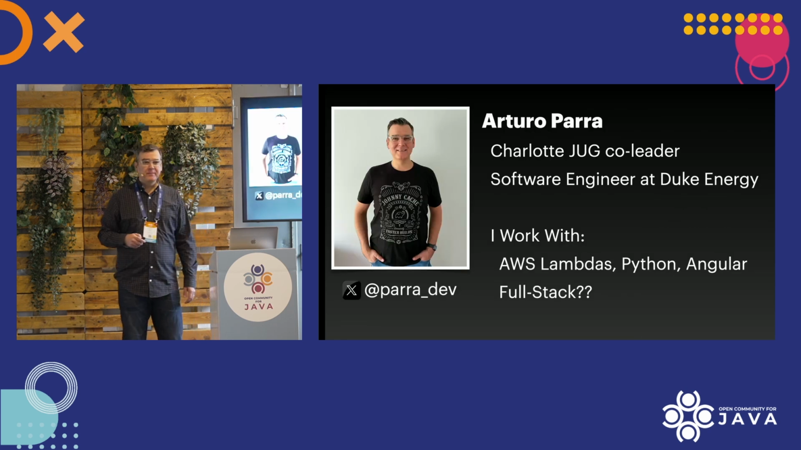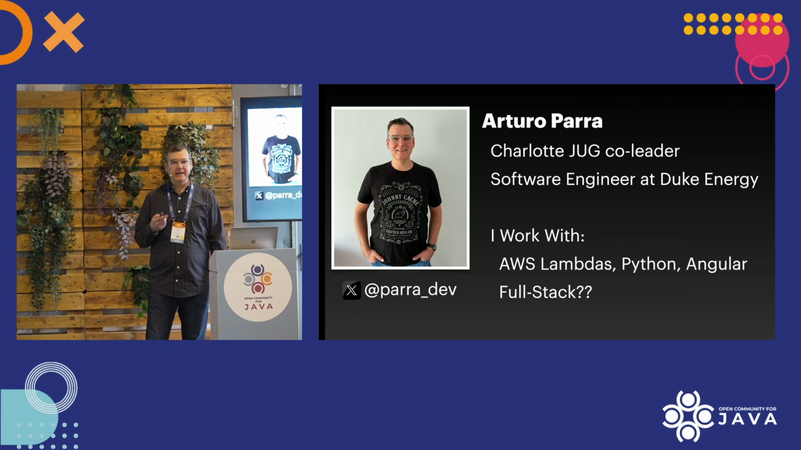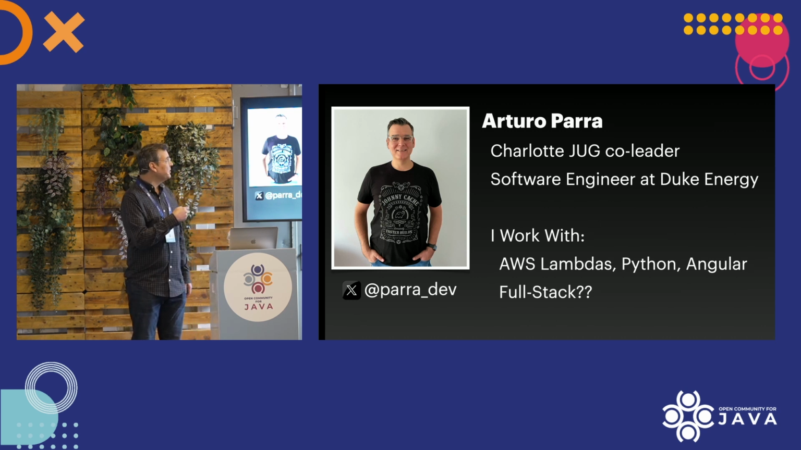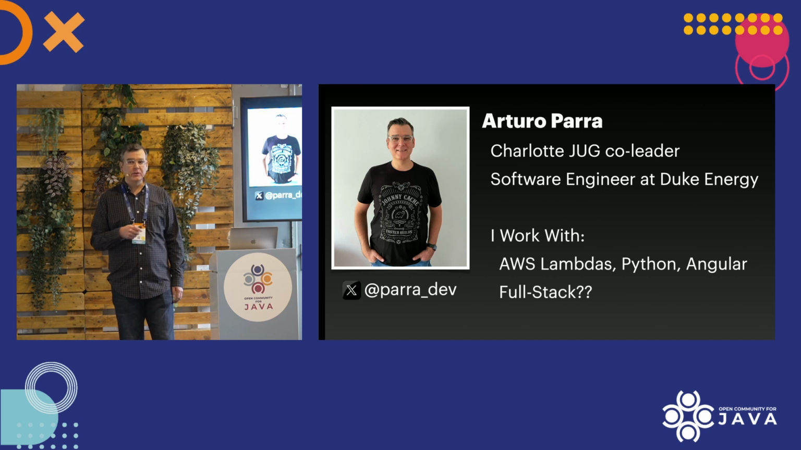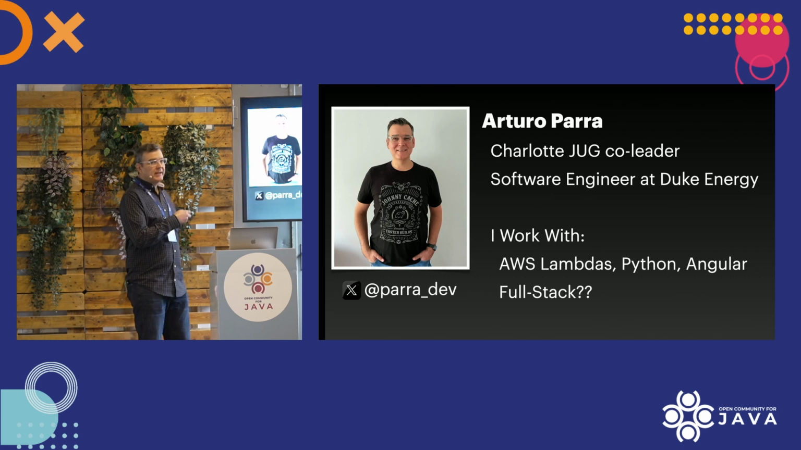I'm Arturo Parra. I help organize the Charlotte Java user group back in the US. I also work as a software engineer for Duke Energy, which is a company that provides power to the east side of the US. I work with AWS Lambdas, Python, Angular, although most of my career has been spent in the Java ecosystem.